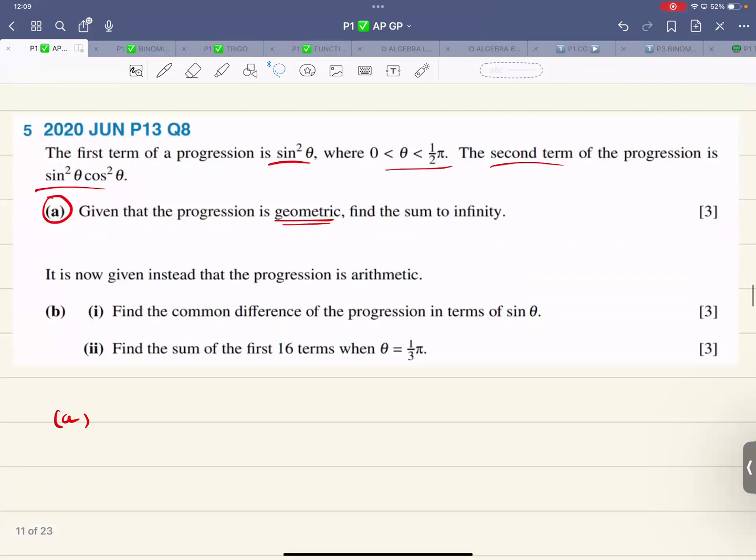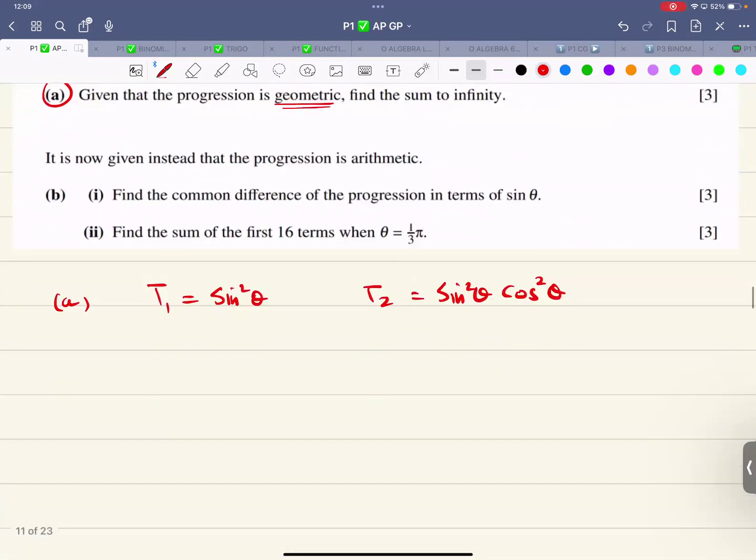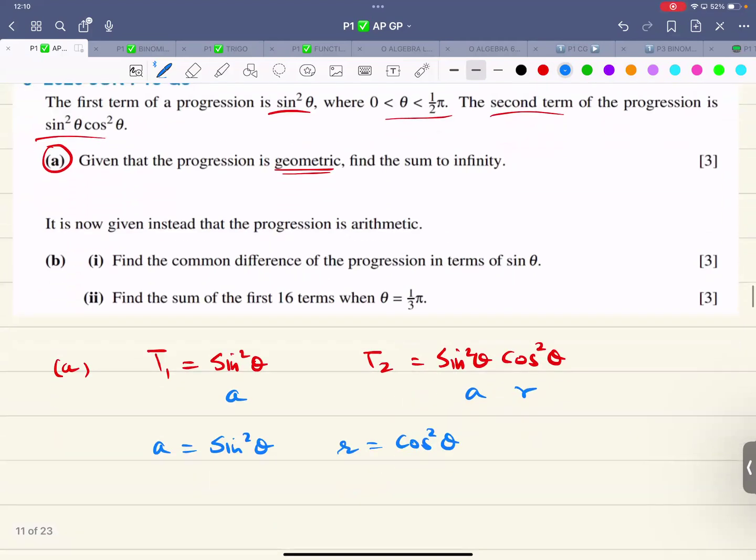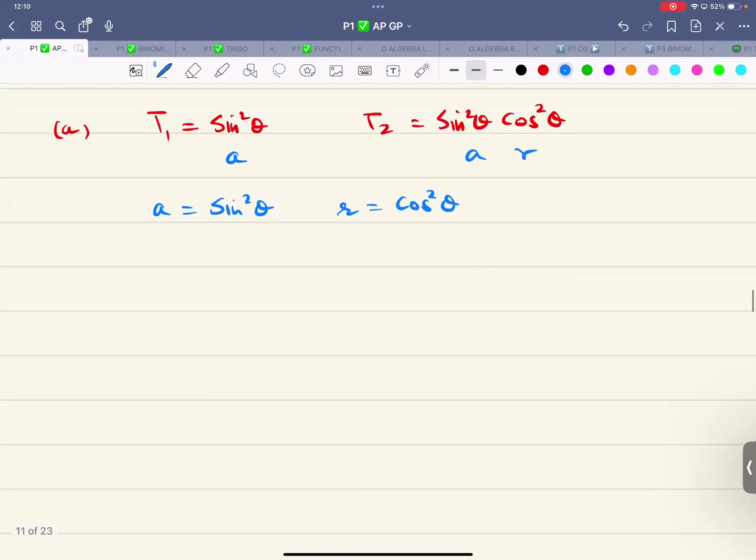Now over here, T1 is sine squared theta. T2 is sine squared theta, cosine squared theta. And naturally, you know that the first one is a, the second one is ar. So what is r over here? Cos squared theta. So therefore, a is sine squared theta, r is cos squared theta. And what else are they asking? The second term is this thing. Given that the progression is geometric, find the sum to infinity.